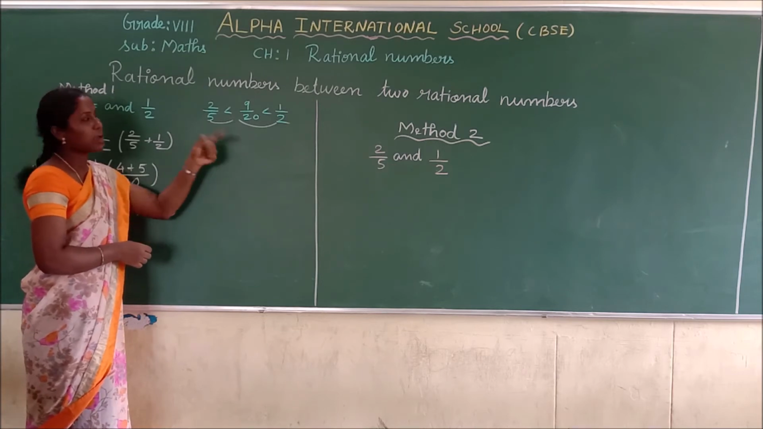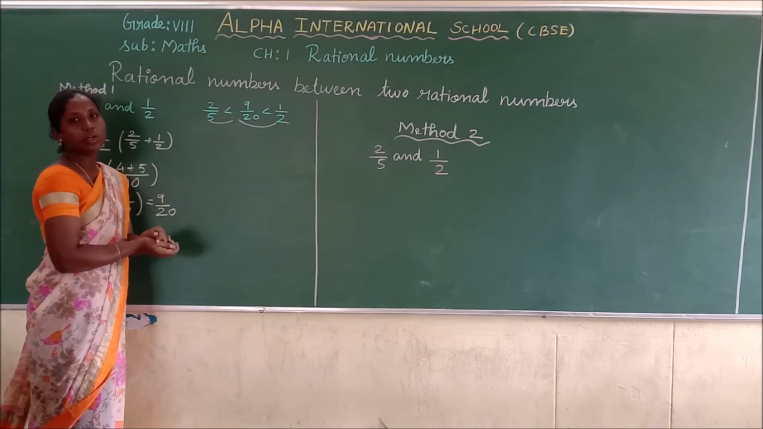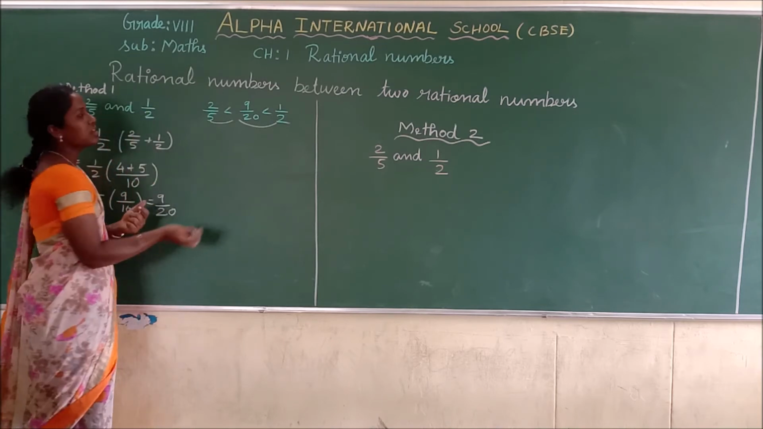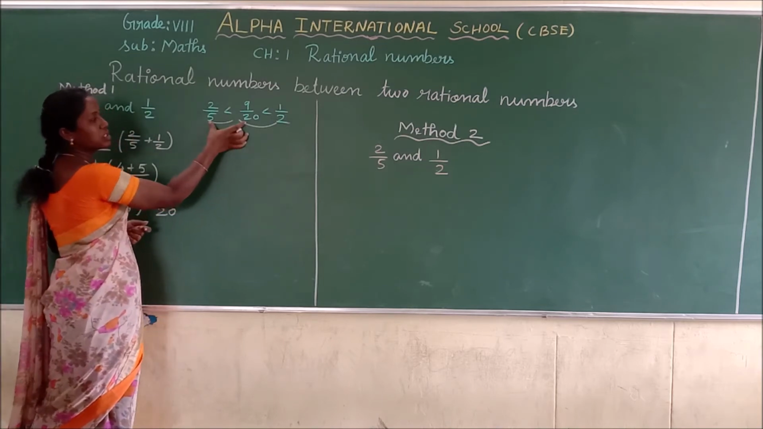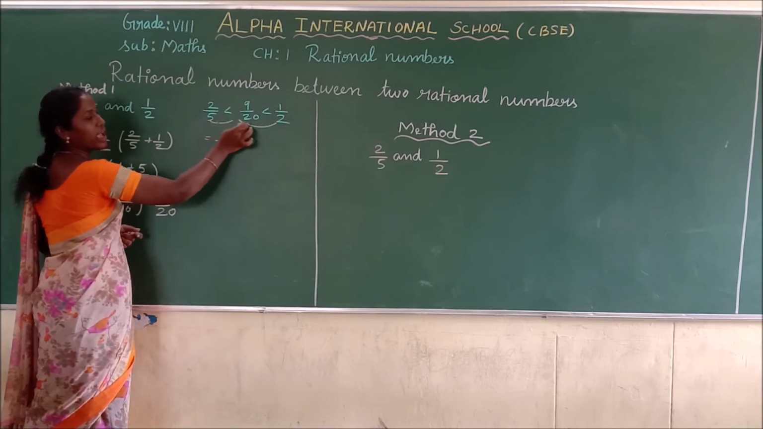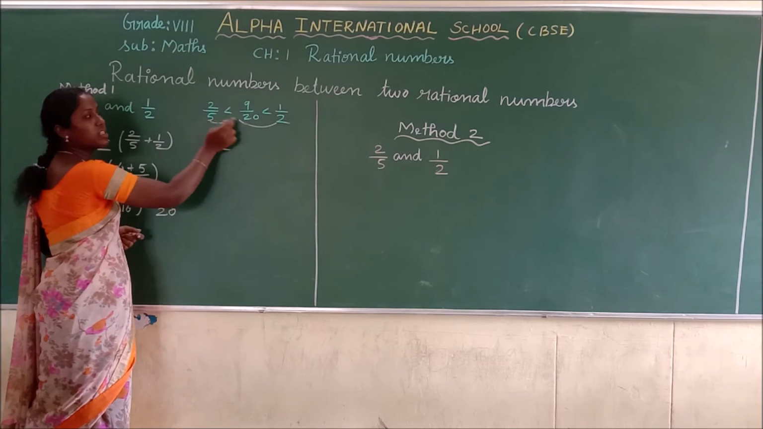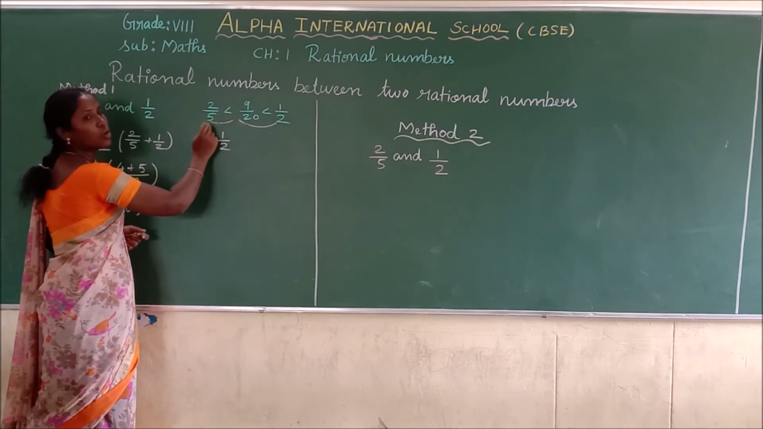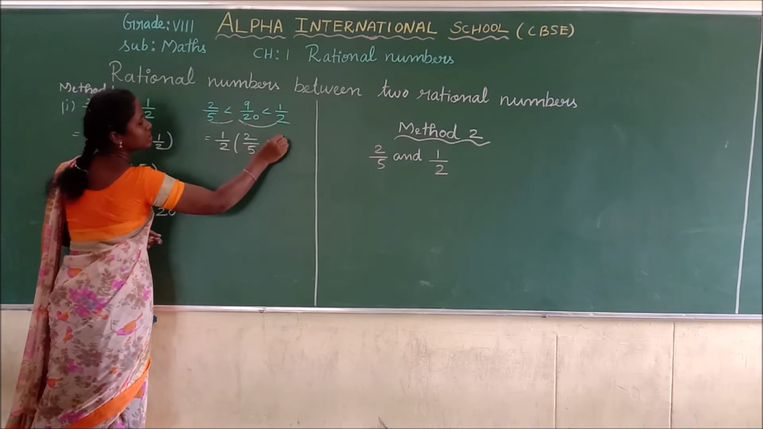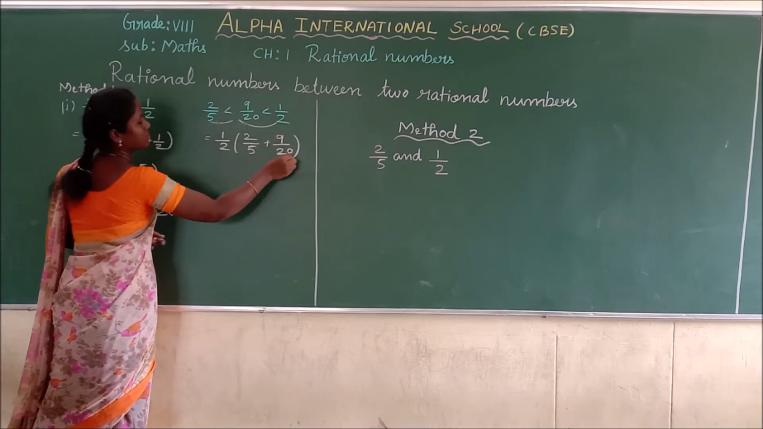For example, I am going to identify another rational number based on this method between 2 by 5 and 1 by 2. Just choose any one of the intervals. I am choosing this interval, so again I have to take the mean of these two numbers: 1 by 2 of (2 by 5 plus 9 by 20).